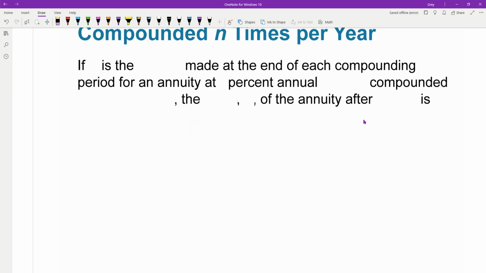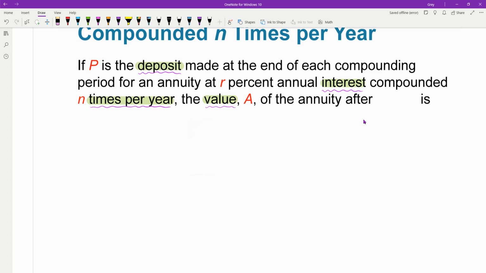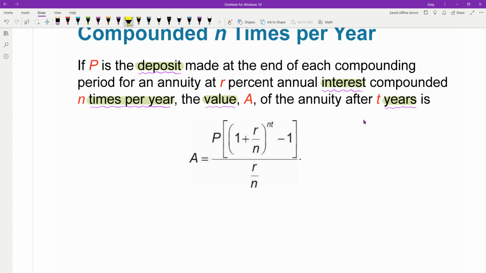So you have a deposit that is defined in the formula by the letter P. You make a deposit at the end of each compounding period for an annuity at R% annual interest. So R is your interest rate, compounded n times per year. The value A, and that means what it's worth after T years, is given by this lovely formula. Again, P is your deposit. That's your initial investment. R is your interest rate. Got to write it as a decimal. N is the number of times it happens per year. T is the number of years. So this is what you're going to have.